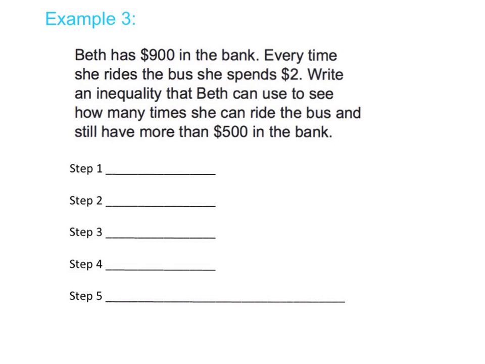Okay, last example we're going to look at. Beth has $900 in the bank. Every time she rides the bus, she spends $2. Write an inequality that Beth can use to see how many times she can ride the bus and still have more than $500 in the bank. I'm going to identify the numbers that I see. Beth has $900.